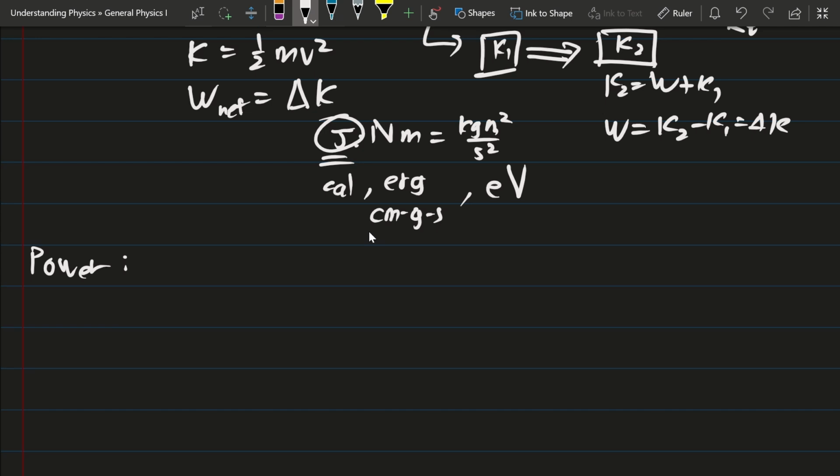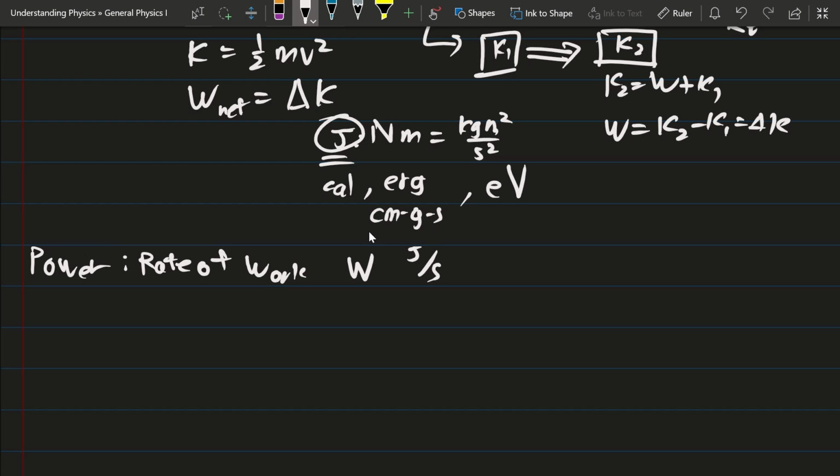It is basically the same thing as distance and speed. So power is the rate of energy, the rate of work, and its unit is watts, which is joules per second.